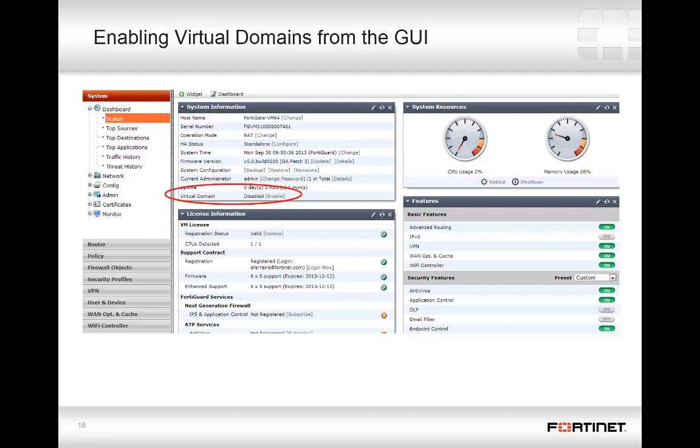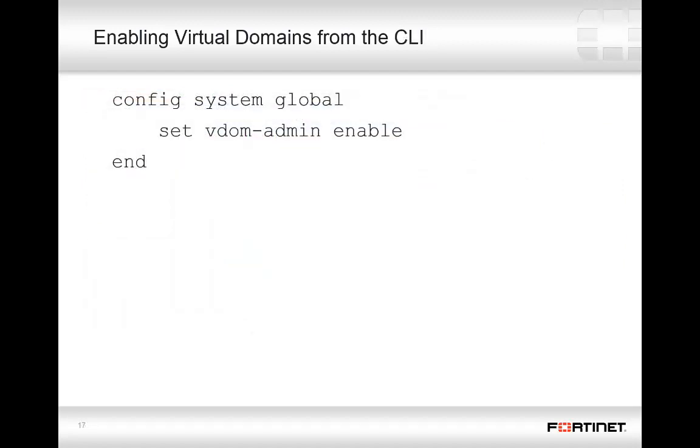To enable VDOMs when you are logged into the GUI, in the System Information widget on the dashboard, in the Virtual Domain row, click the Enable link. This won't reboot your FortiGate, but it will log you out. Enabling VDOMs restructures both the GUI and CLI, which you will see when you log in again. Alternatively, to enable VDOMs when you are logged into the CLI, enter this command. Again, you'll see the new structure of the CLI and GUI when starting your next administrative session.